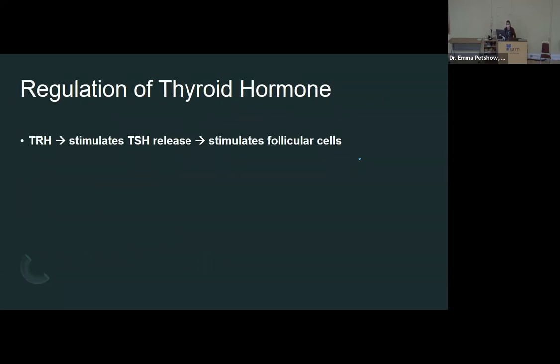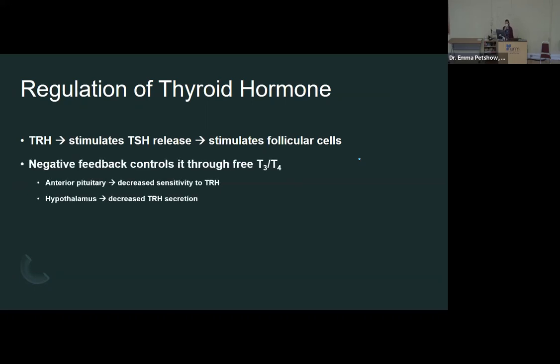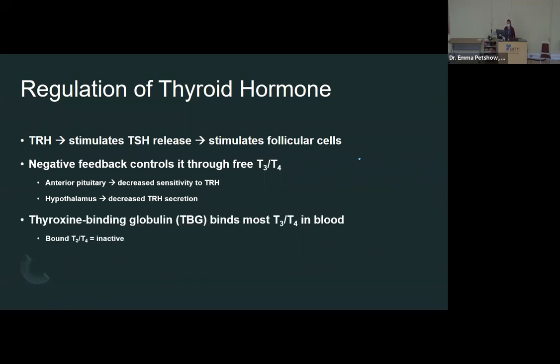So again, TRH, TSH, follicular cells. Negative feedback occurs. And thyroxine binding globulin binds most of the T3 and T4 in the blood. When it's bound, it's inactive. It has to be free to be active. So that's why we often would measure free T3 and free T4 in the blood, because those are active thyroid hormones. If we're measuring bound thyroid hormone, that's not active. But the majority of thyroid hormone circulating is bound.